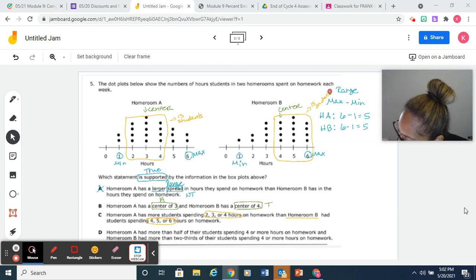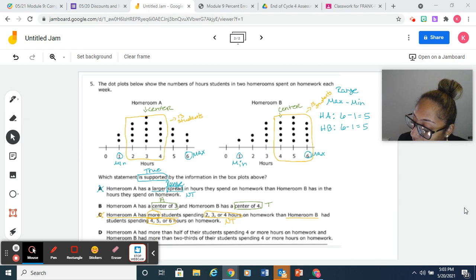And once again, they said that homeroom A would have more. And the data doesn't support that. They have the same amount of students in both of those groups. So this is a not true statement. They have the same. So we can go ahead and X out answer choice C because we're looking for the true statement.